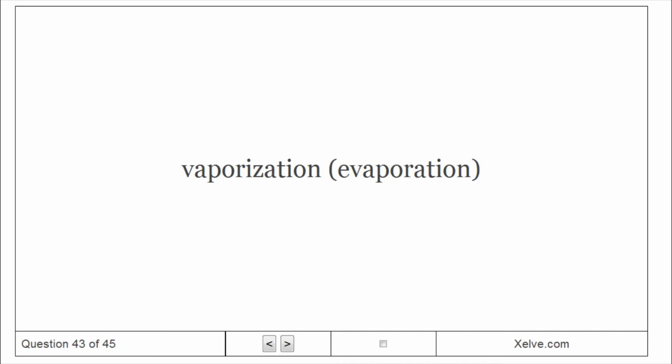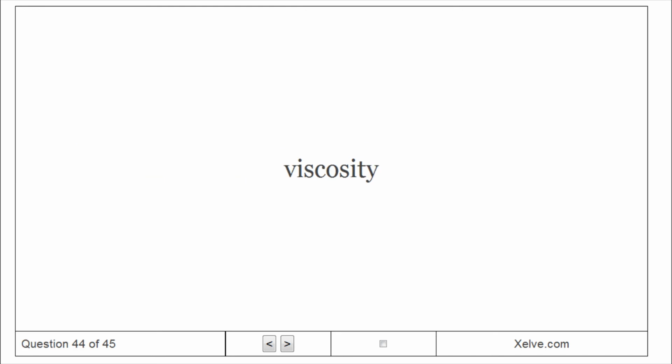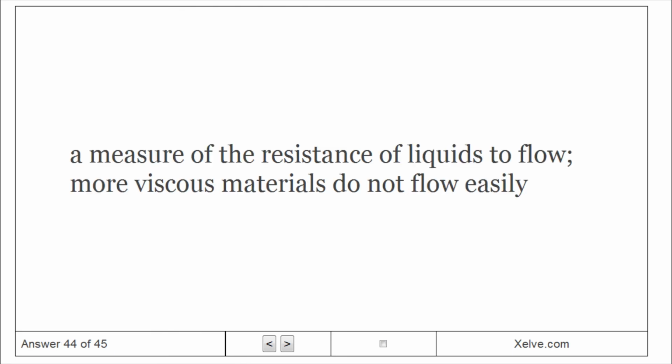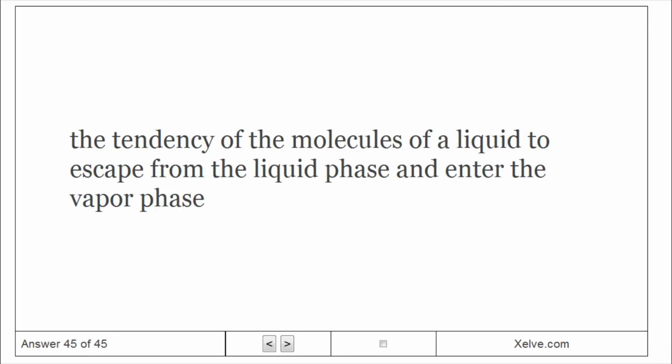Vaporization. The conversion of a material from the liquid state into the gaseous state. Viscosity. A measure of the resistance of liquids to flow. More viscous materials do not flow easily. Volatility. The tendency of the molecules of a liquid to escape from the liquid phase and enter the vapor phase.